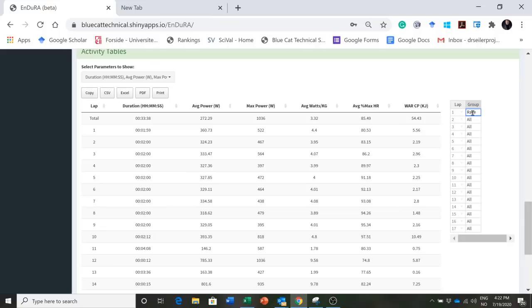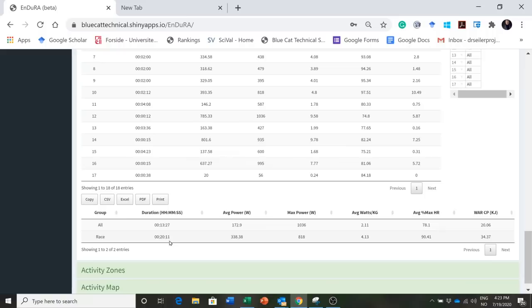This is what I had already done, but now I'm going to do it again on the fly. So I'm just going to combine all of those so that it provides us with the average power for the entire 20-minute race.